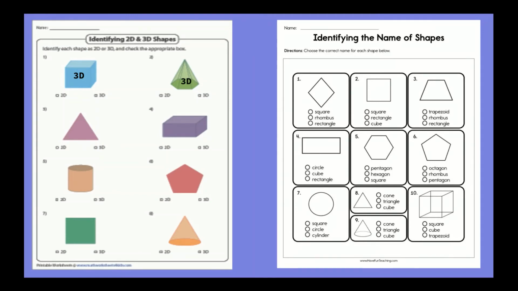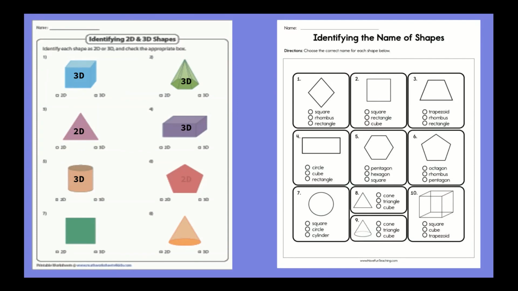You probably recognize what shape that is. Is it two-dimensional or three-dimensional? Exactly, triangles are two-dimensional. Look at number 4. It's a rectangular prism, which is three-dimensional. Number 5 is a cylinder, three-dimensional.